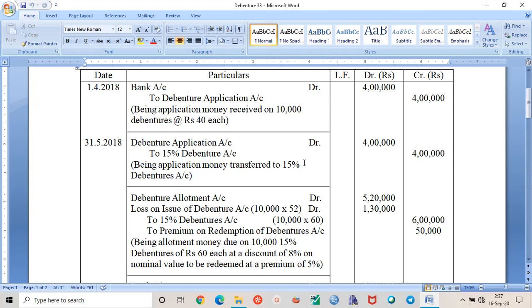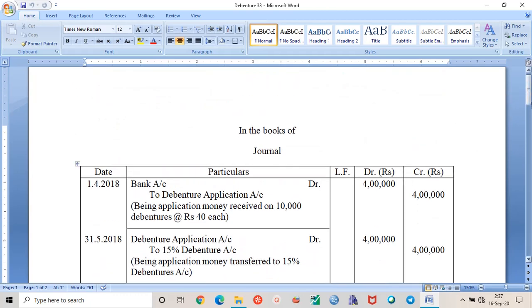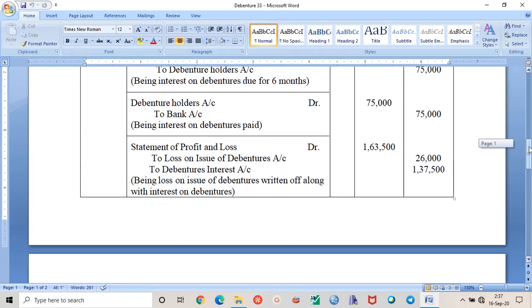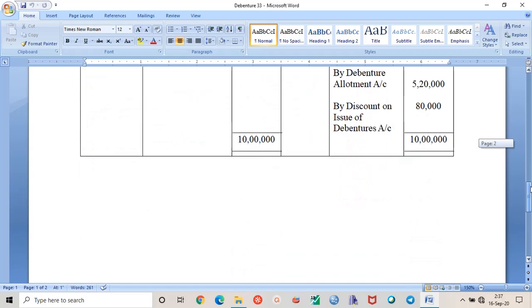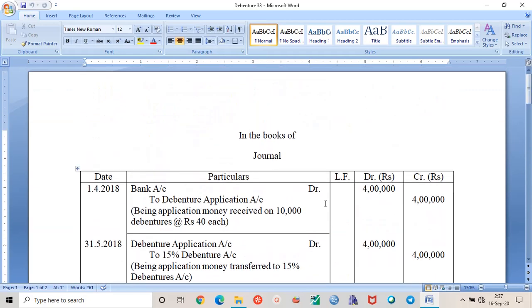Okay, students, now we are in question number 33. This is a complete question, where you can see the application of debentures till interest on debentures. We have to make the ledger accounts also, so we will see.